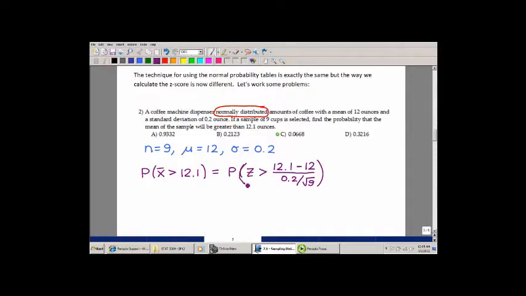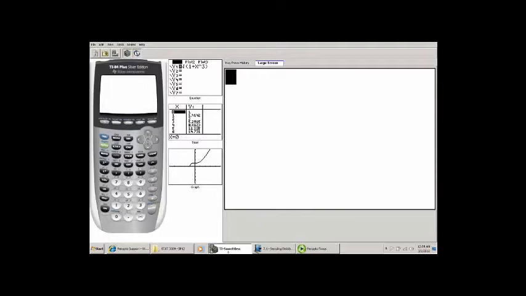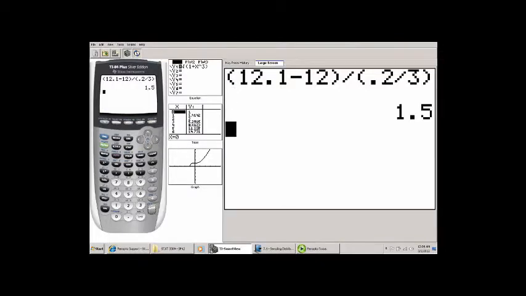So we need that z-score to two decimal places, whether using the chart or the calculator. So let's put the calculator up here and see what that z-score is. I'll do this all in one step, but I'll be careful how I use my parentheses. 12.1 minus 12 divided by, now I have to wrap parentheses around this also on the bottom. 2 divided by, I'm just going to put 3 because the square root of 9 is 3. Obviously, they won't always be perfect square roots like that, but I have to have that parentheses there. So let's see what this z-score gives me.